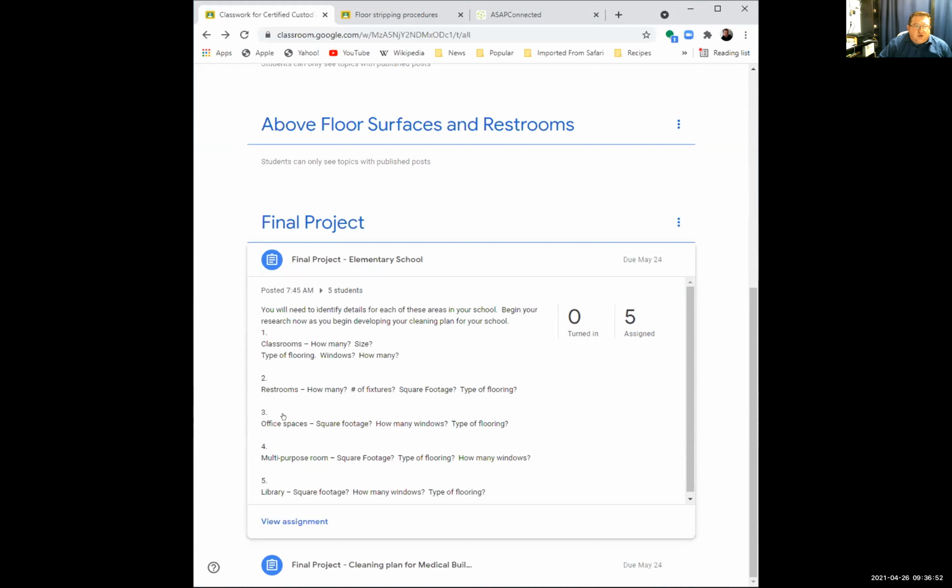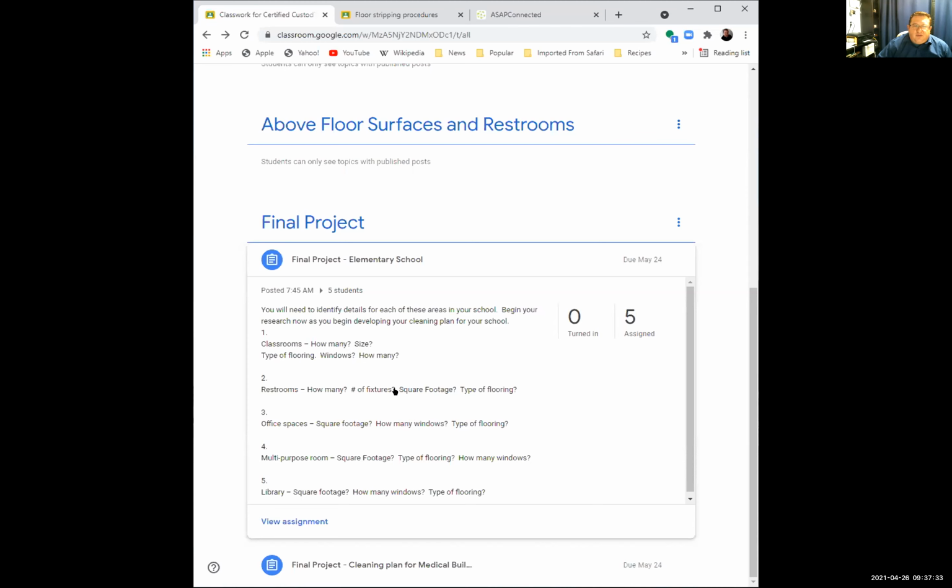Because as we do this, you're going to need to determine how much product you will need. This is going to help with your assignment. For example, in your school, how many classrooms do you have in an elementary school? How big is a classroom? What type of flooring do they have? How many windows? All those things are factored in when we determine how much time it's going to take us to clean, how much time we'll need for some of our project work, and how many materials we're going to need. In the restrooms, how many restrooms are there?